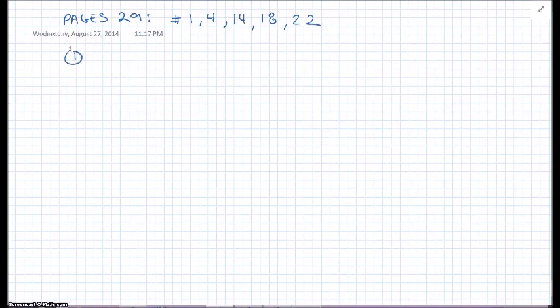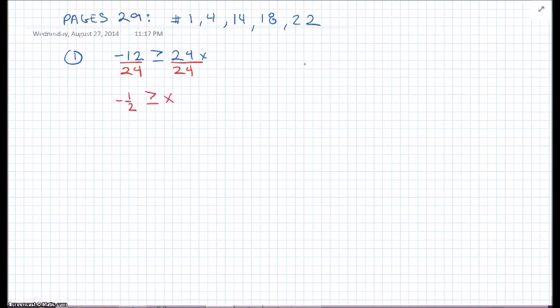So number 1. Solve each inequality and graph. So I have negative 12 less than or equal to 24x. Our base rule is we have to get the variable by itself, so divide each side by 24. So we're going to get negative 1/2 is greater than or equal to x.